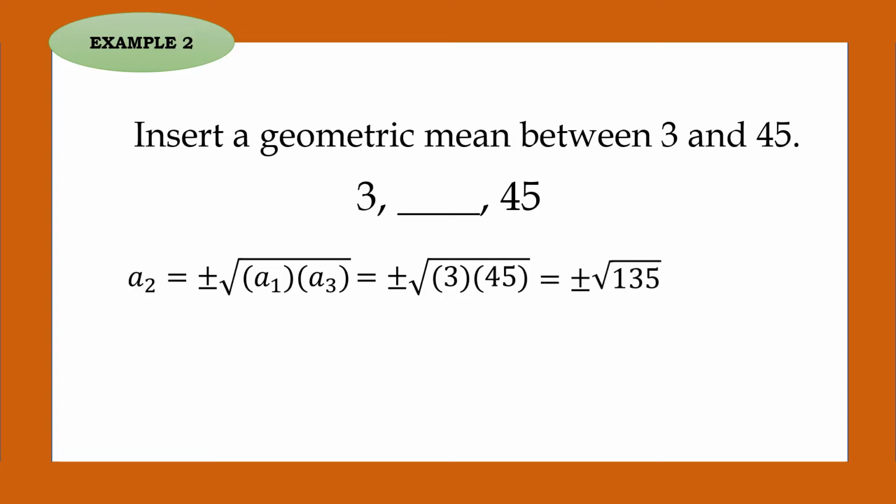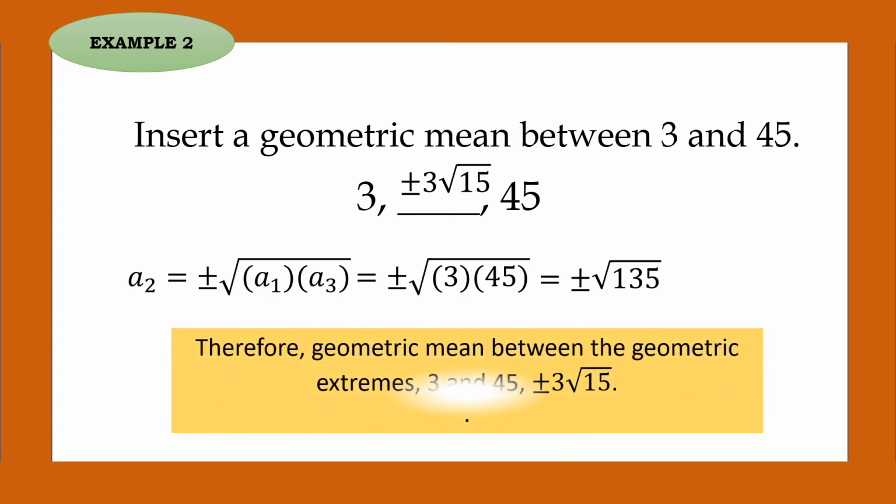3 times 45 will give us 135. And then we simplify the square root of 135, and that is positive or negative 3 square root of 15. So it means that the geometric mean between the geometric extremes 3 and 45 is positive or negative 3 square root of 15.